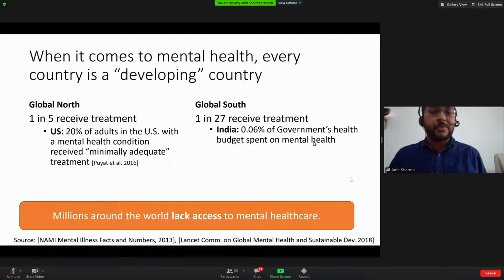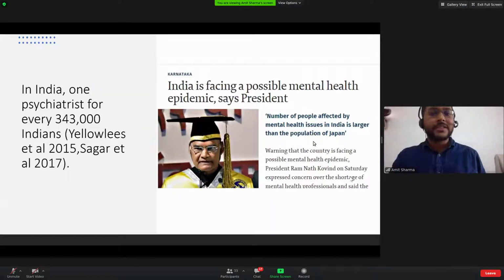First of all, there's stigma. People don't actually speak up, even when they're suffering. And second, treatment facilities are really bad, right? So the conclusion of all this is that if you have certain mental health conditions and you're living in India, your chances of getting treatment are very dire. And our president once said that India is facing a possible mental health epidemic.